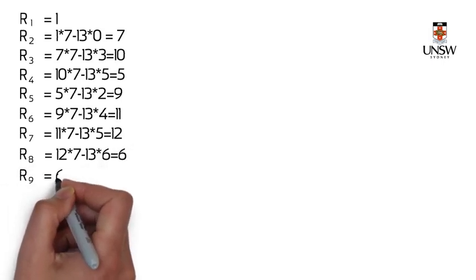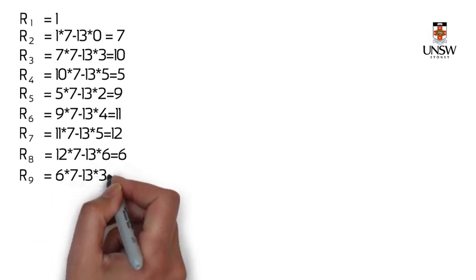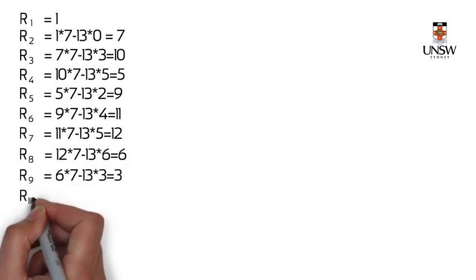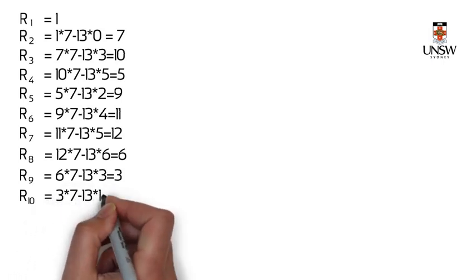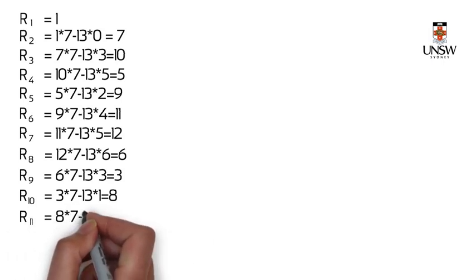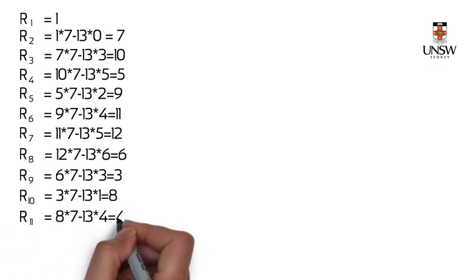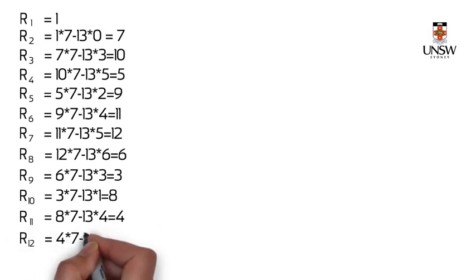r9 equals 6 times 7, minus 13 times 3, that gives us 3. r10 equals 3 times 7, minus 13 times 1, which equals 8. r11 equals 8 times 7, minus 13 times 4, which equals 4. r12 equals 4 times 7, minus 13 times 2, which equals 2.